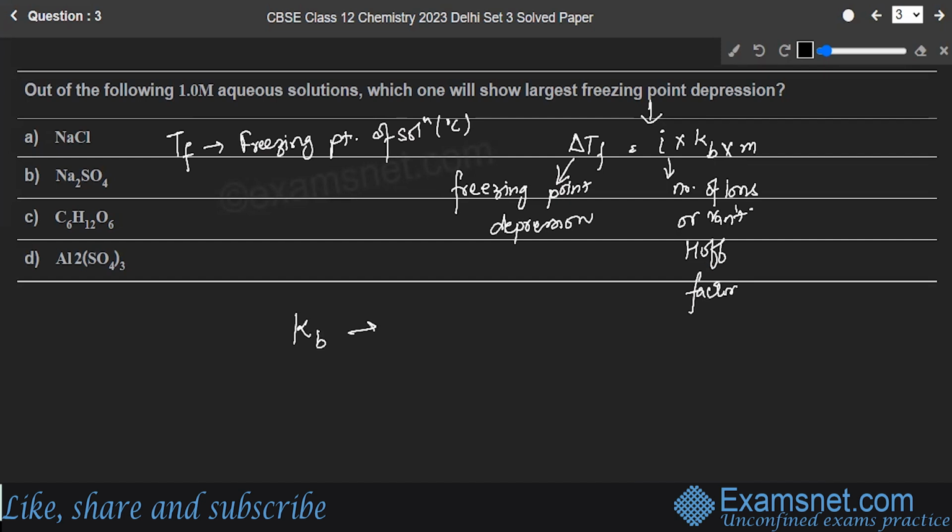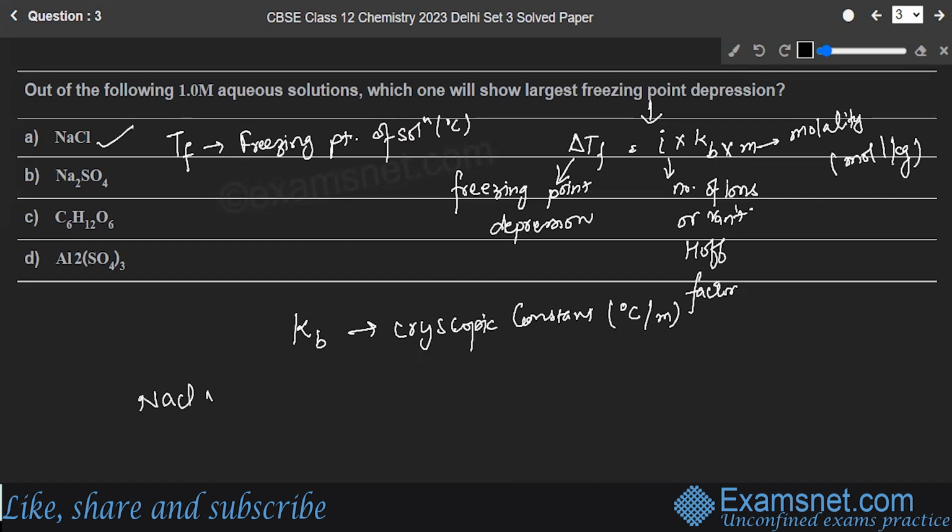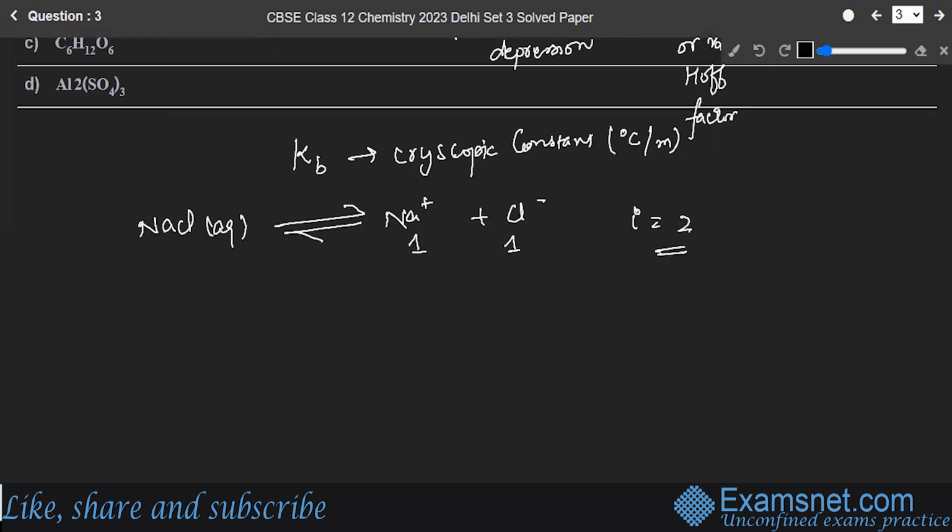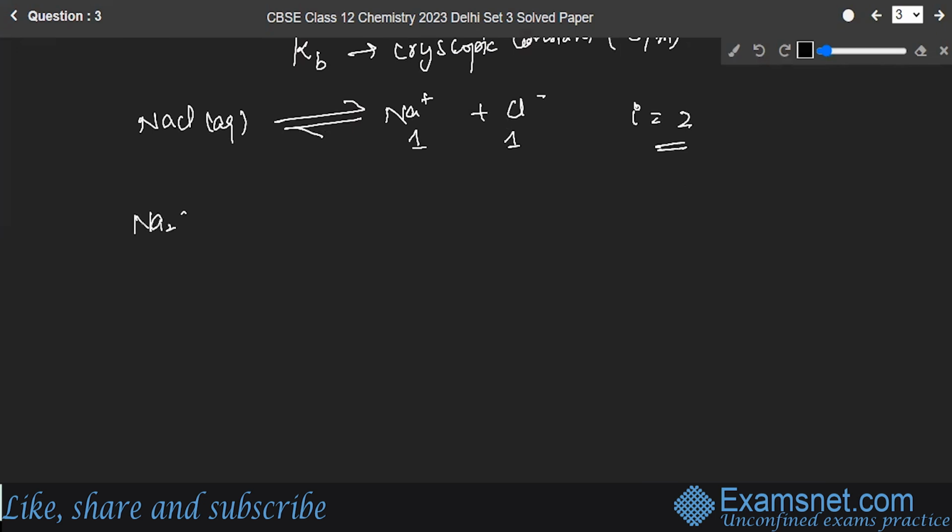This is your cryoscopic constant, degrees Celsius per m, and this is molality, moles per kg. Now let's check each of the options one by one. For the NaCl aqueous, you will have it as Na positive, Cl negative. So your i will be equal to 1 plus 1, that is equal to 2 in this case. The second one, Na2SO4. This will give you 2Na plus and SO4 2 minus, so 2 plus 1, here i is equal to 3.